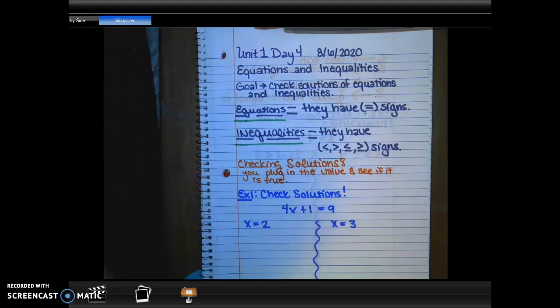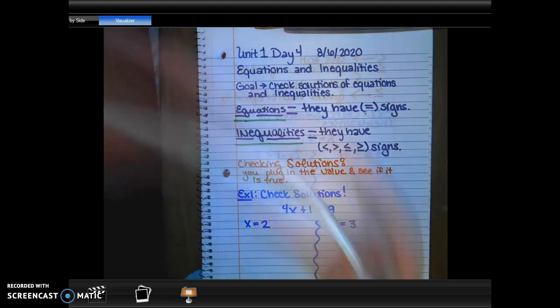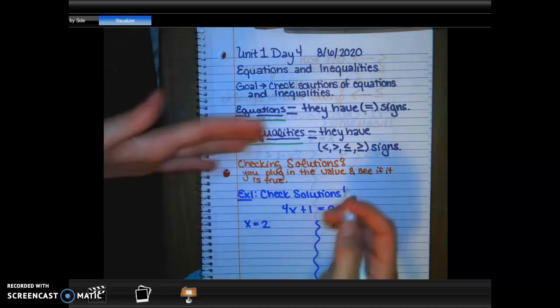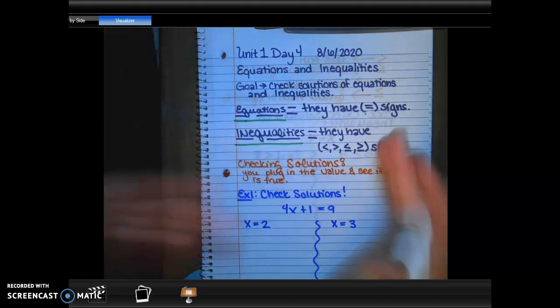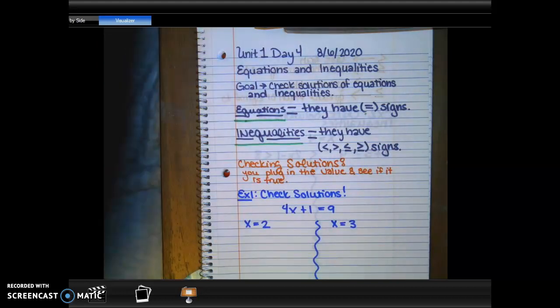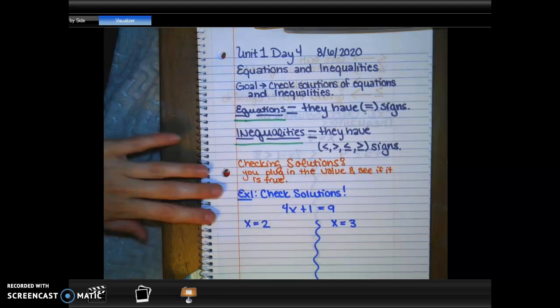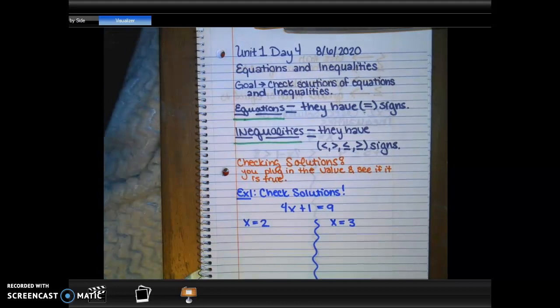So what it means to check a solution. What we practiced before was substituting or plugging in a value for x into an expression to find an answer. Now we're already given an answer, and we're going to plug in a value into the expression to see if it works, to see if it actually creates the solution that it's saying it's going to. So, for example 1, we're going to check the solutions of an equation.